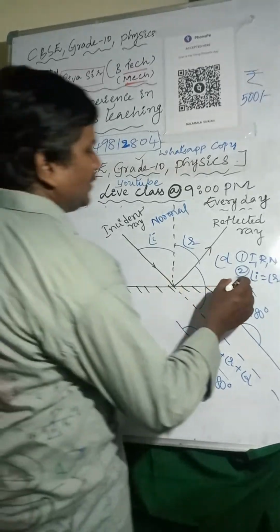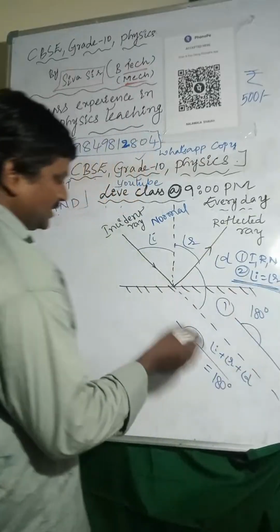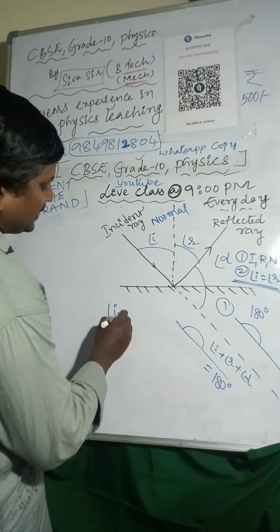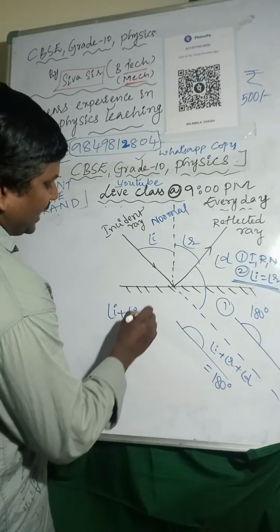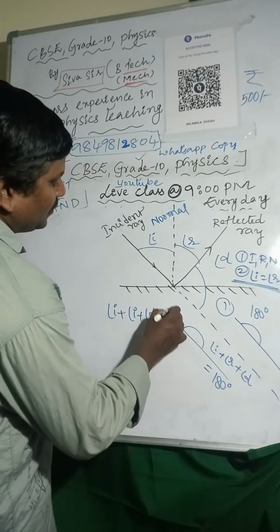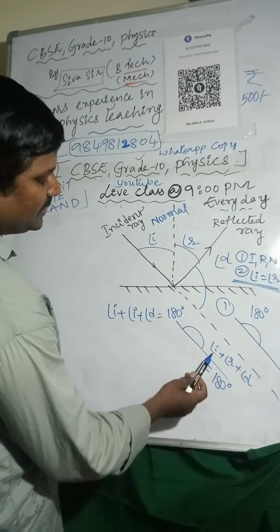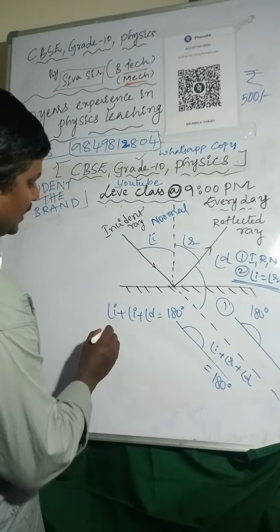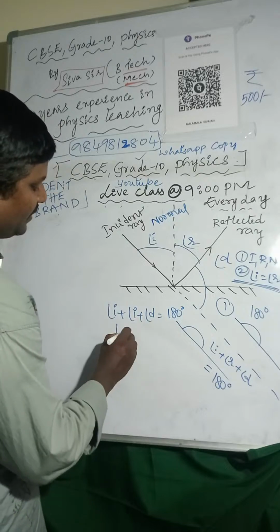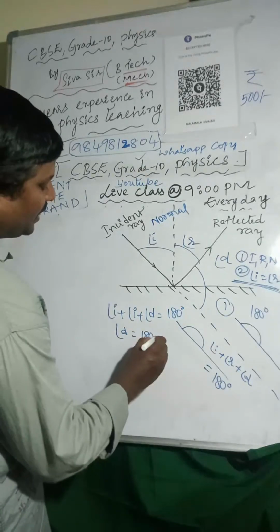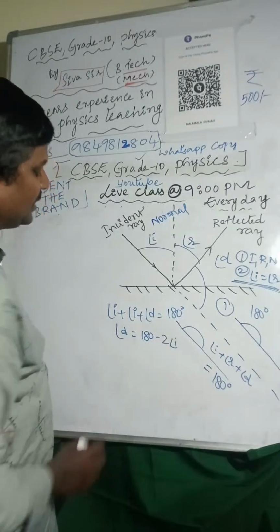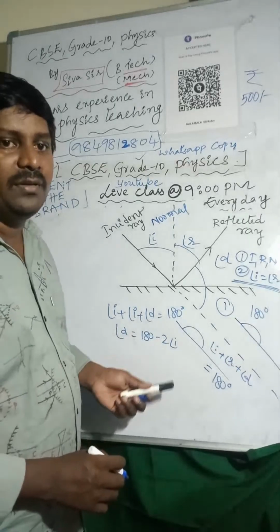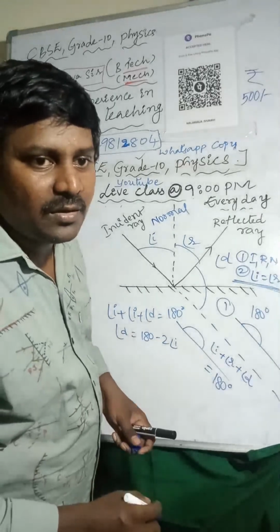But from the law of reflection, how can we write? Angle of incidence plus angle of incidence plus angle of deviation equal to 180 degrees. So we can take angle of deviation equal to 180 minus 2 angle of incidence.